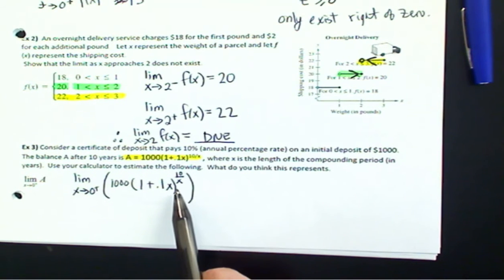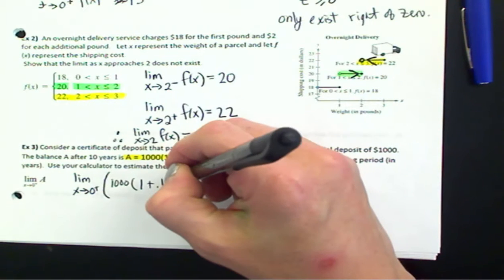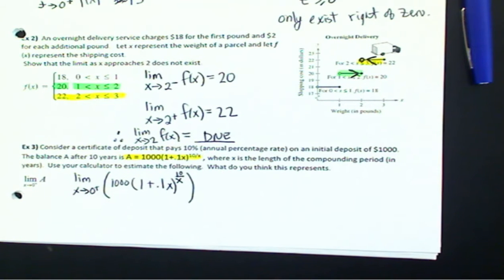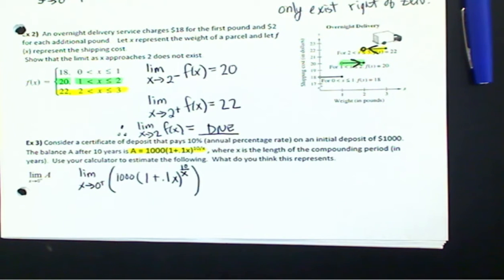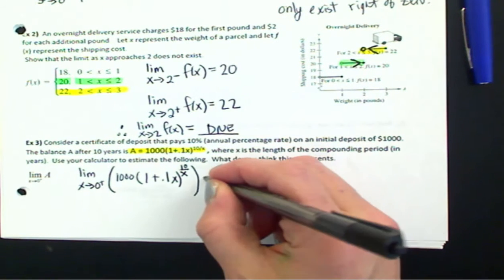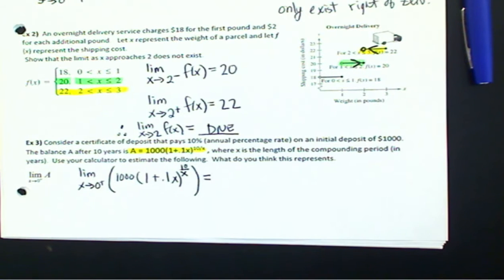Obviously I can't plug in 0 because I end up dividing by 0, which I can't do. So I need to approach 0 from the right. Use the calculator, right? Either try to graph it and trace, or use a table type function to figure out what this number could be. And let's say that 1 decimal place is appropriate.